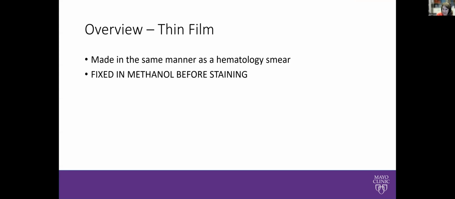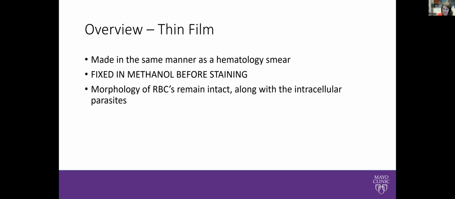So I would encourage you all to try it. It's very practical, very easy to do, doesn't take any special equipment, and it will allow you to review your thick film right away as soon as it's dry. Moving on to the thin film, this is made in the same manner as the hematology smear, what they do for peripheral blood films. It is fixed in methanol because you do not want those red blood cells to lyse. You want them to stay intact, and therefore you could see the parasites in situ inside of the red blood cells, and you can see the size of the infected red blood cell, which, as we'll discuss in a little bit, is an important feature.